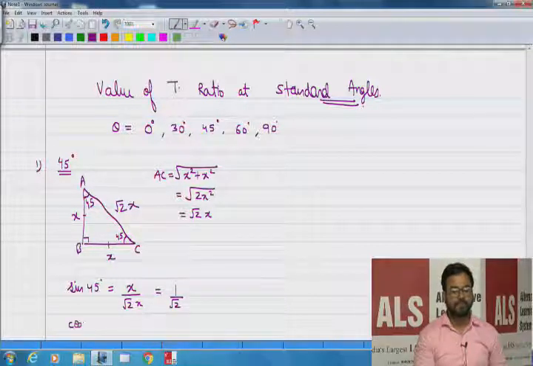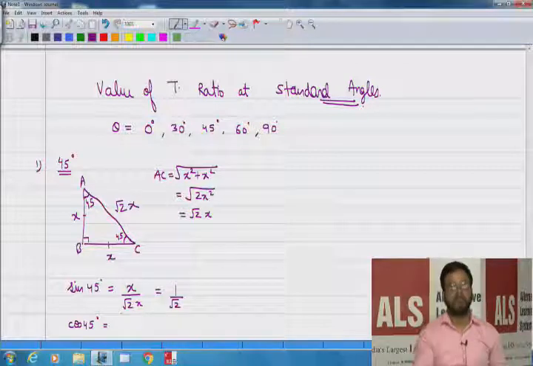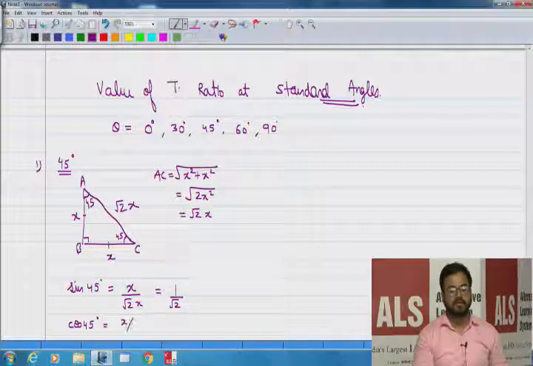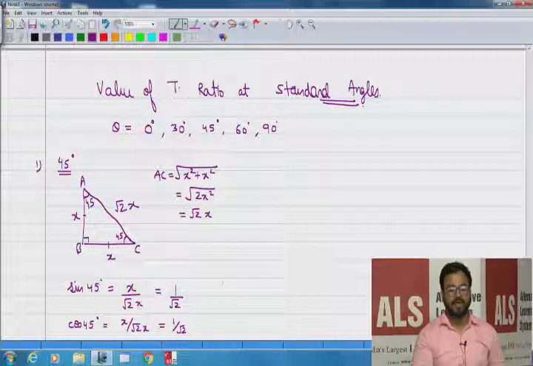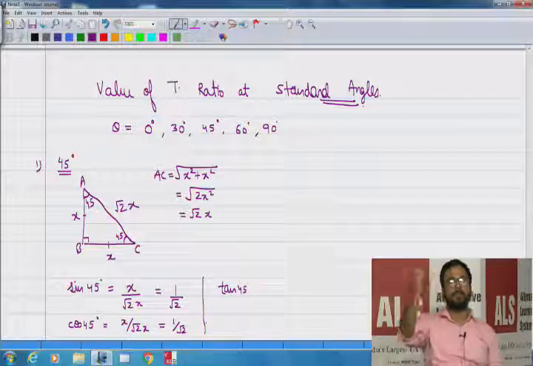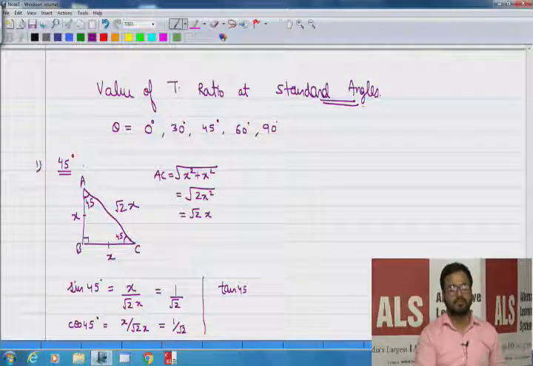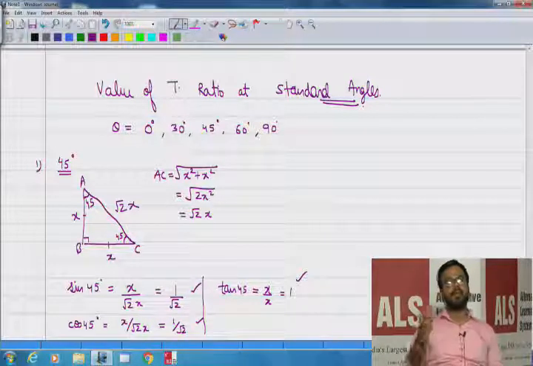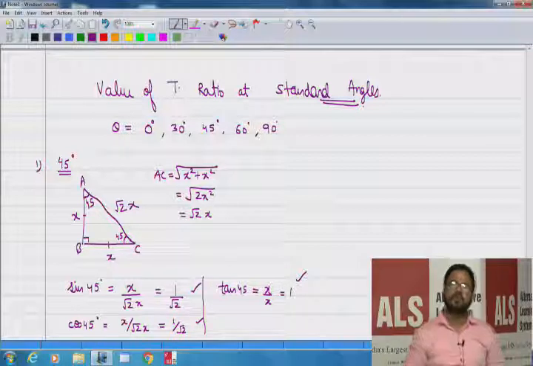Similarly, cos of 45 you can also say base over hypotenuse, which is again x over root 2 x, which is 1 by root 2, and tan of 45 is nothing but the perpendicular upon base. So perpendicular is x and base is also x, which is x upon x, which is equal to 1. So these are the values of these three trigonometric ratios. Sine of 45 and cos of 45 are 1 by root 2 and tan of 45 is 1.